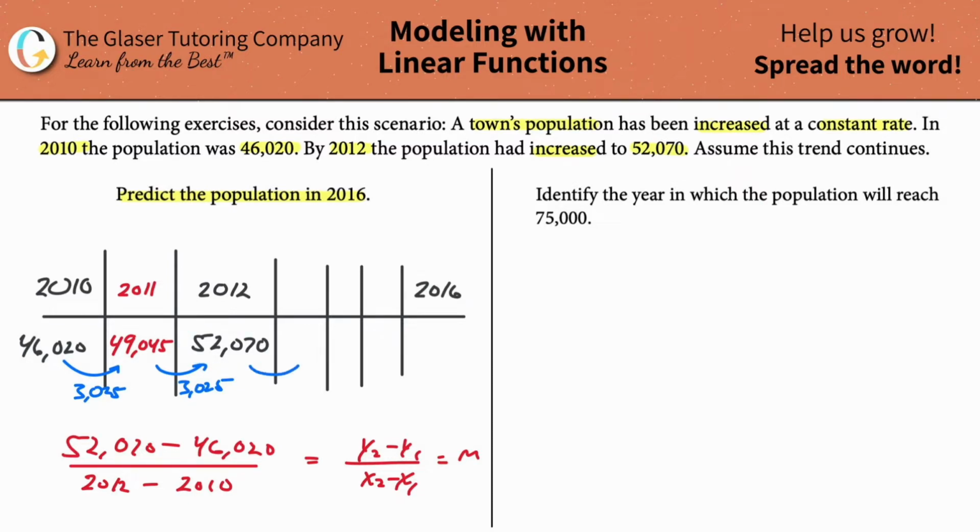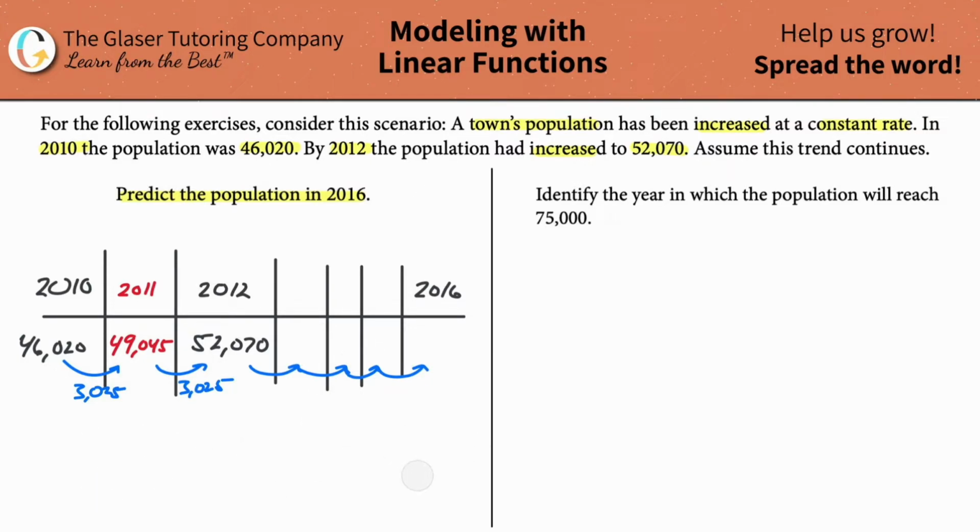Now what you can do is keep repeating this process until you get to 2016. Or you can realize that we have 1, 2, 3, 4, 5, 6, so there are also 6 years between the two. We have essentially 6 population increases of 3,025. So how many people would we have accumulated over that time? Well, it would have been 6 times the 3,025, which is 18,150 people.